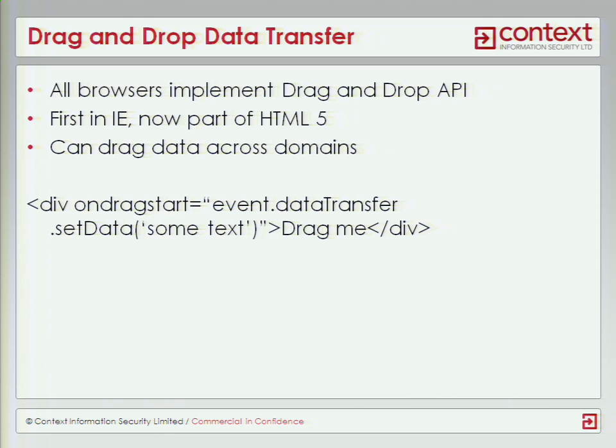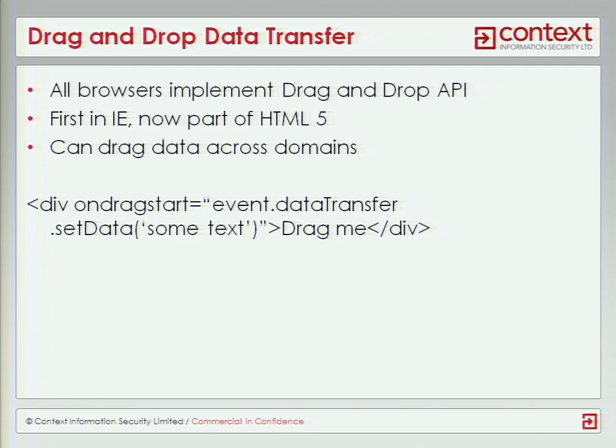Now, the thing with drag and drop is it doesn't have the same origin policy that prevents JavaScript from accessing content. The same origin policy prevents JavaScript on one site from accessing content on another site. So the user can actually drag data from one site to another, and because user interaction is required, browsers don't prevent this. So here's just some code that shows how we can use a drag and drop API in a browser.